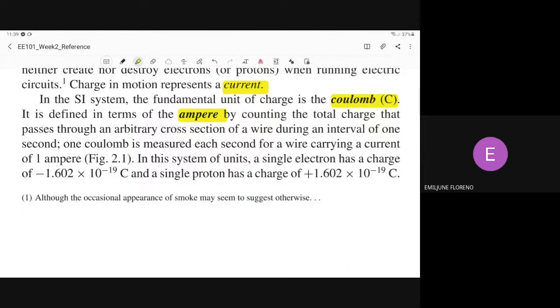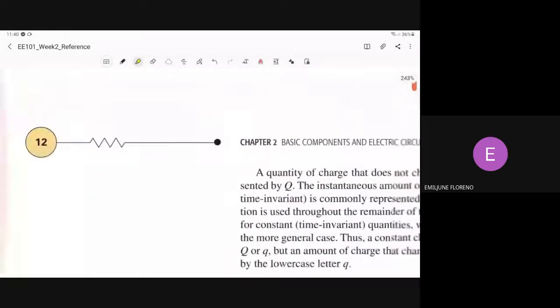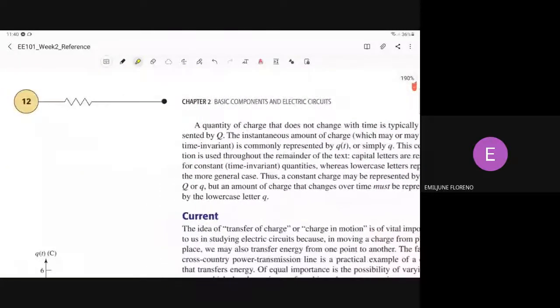So the charge of a single electron, for example if a question says, the charge of a single electron is equal to negative 1.602 times 10 to the power of negative 19 coulomb. And sa proton, positive lang siya. Positive 1.602 times 10 to the power of negative 19 coulomb. Okay? So very elementary ra ni siya diri nga side, so dili na nato i-stress out. I-review lang nato siya.